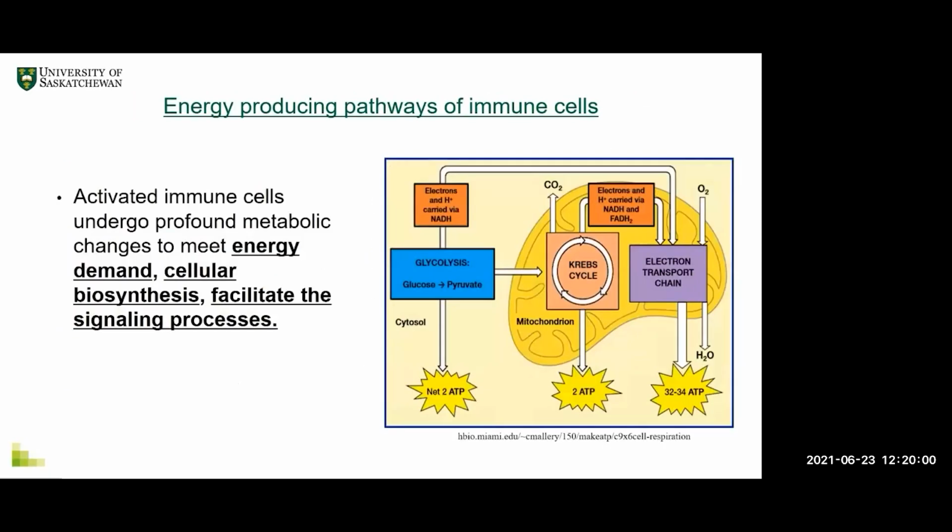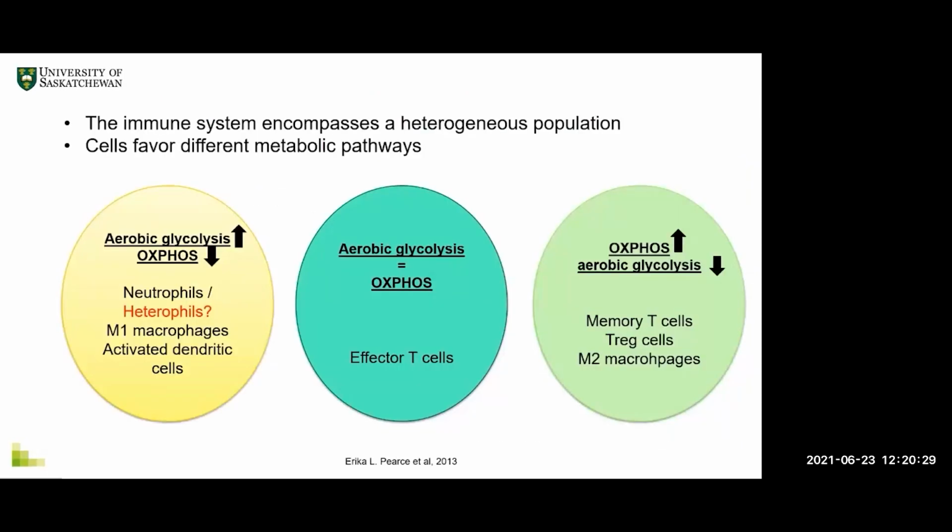And cellular energy metabolism regulates immune cell fates and function. We can highlight glycolysis, Krebs cycle, and electron transport chain as the key energy producing pathways in an immune cell. These pathways change when an immune cell gets activated and undergoes profound metabolic changes to meet energy demand and cellular biosynthesis and facilitate the signaling processes. As the immune system consists of a heterogeneous immune cell population, different types of immune cells prefer different metabolic pathways to produce energy when there's an energy demand.